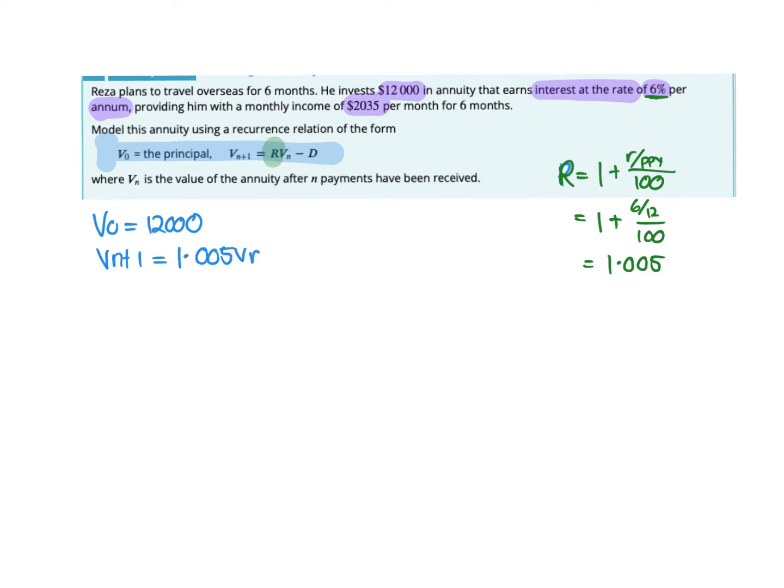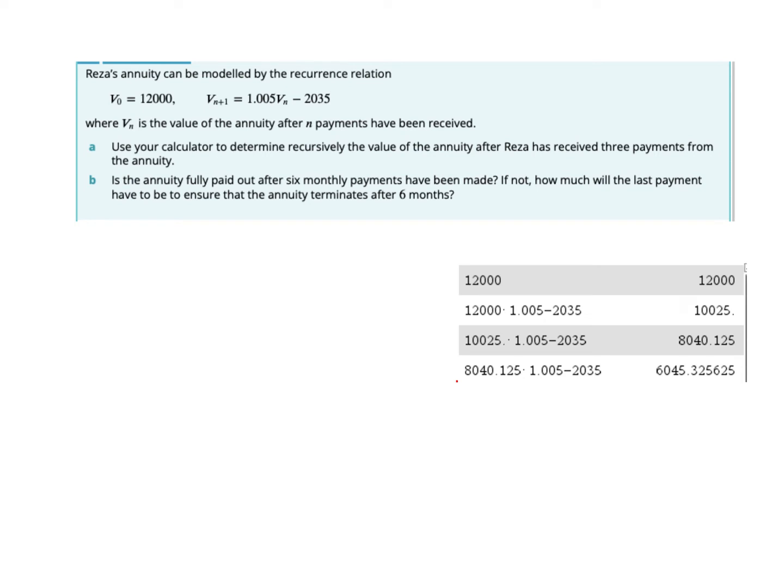Then we write VN. Now the D part here is the payment, which is up there and they've told us. So we go that and we're going to minus, because every time he takes out the money, it reduces his balance. So there's a recurrence formula set up for this scenario. With this, Reza's annuity can be modelled with the following recurrence relation, which is good because that's what we worked out. So we're continuing on.